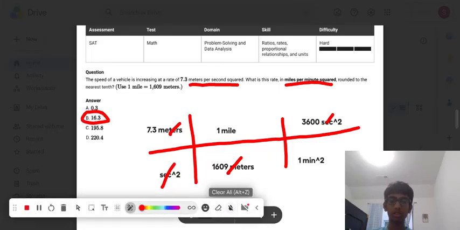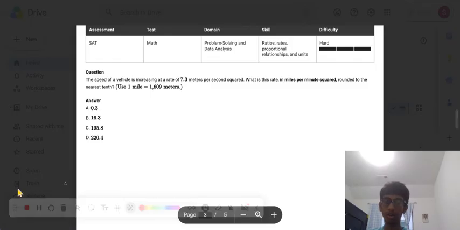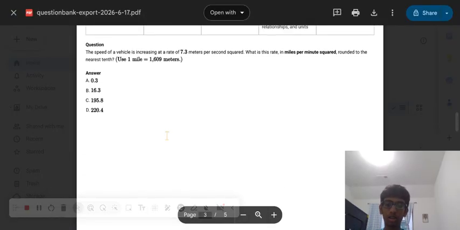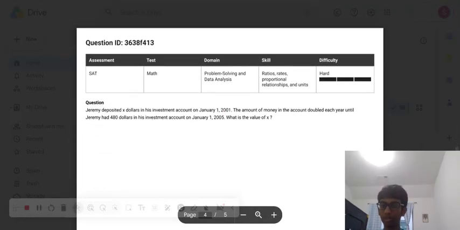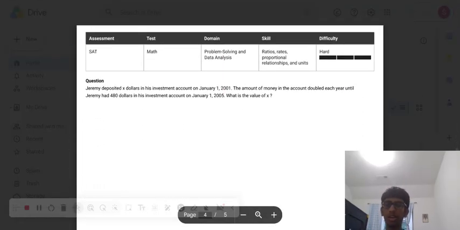It's kind of the method I used in our first problem as well for part of our thing, and we use this mostly in chemistry. Now moving on to our fourth question. Jeremy deposited X dollars in his investment account on January 1st, 2001. The amount of money in his account doubled each year until Jeremy had $480 in his investment account on January 1st, 2005. What is the value of X?